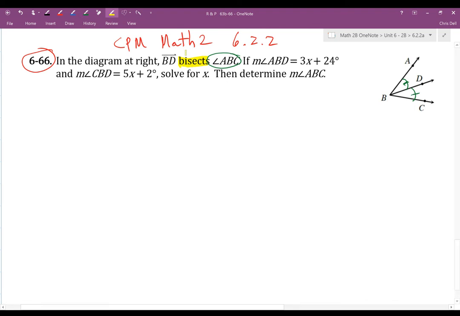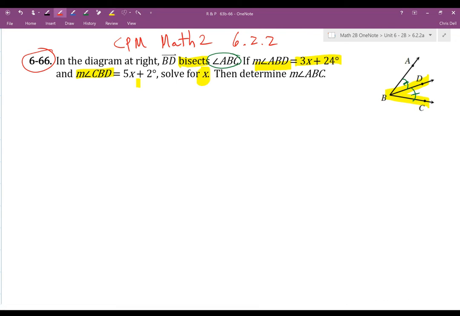So it goes ahead and says that the measure of ABD, you read it ABD, is 3x plus 24 degrees, and CBD, you look at the angle that way, CBD is 5x plus 2 degrees. It wants me to solve for x.